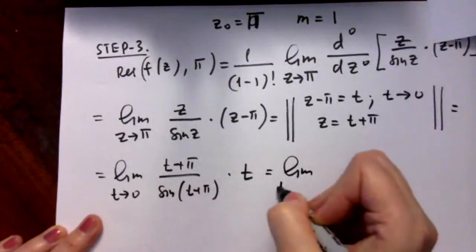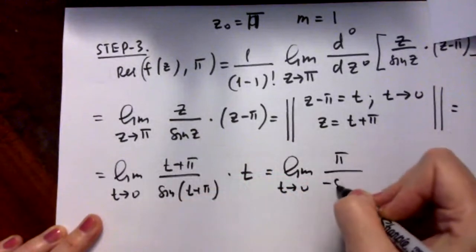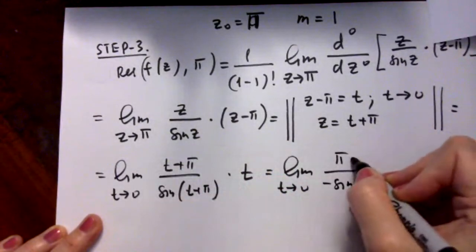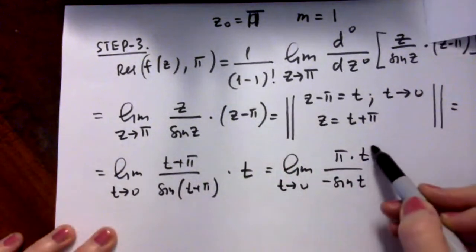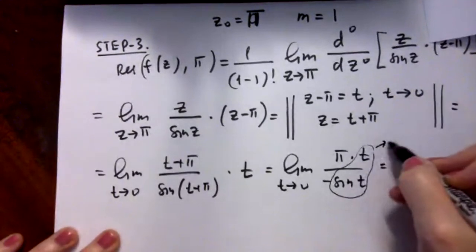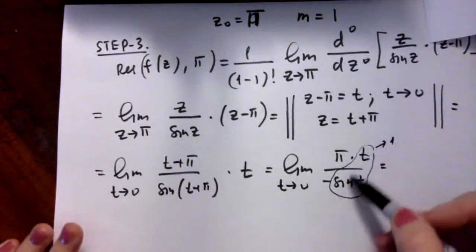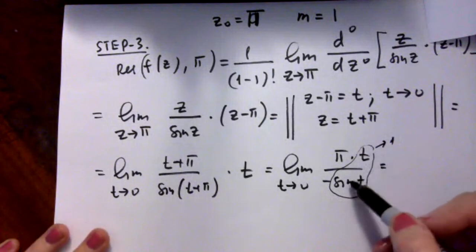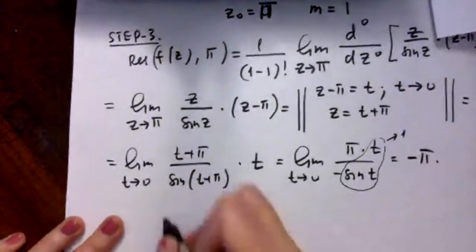Again, just like in the previous step, this guy is equal to pi, this is minus sine of t, and this is t. I prefer to write it here. And this whole expression will give us 1. This is a famous limit, but upside down. It doesn't matter if it's upside down or just sine over t, it still gets to 0. So our result is minus pi.